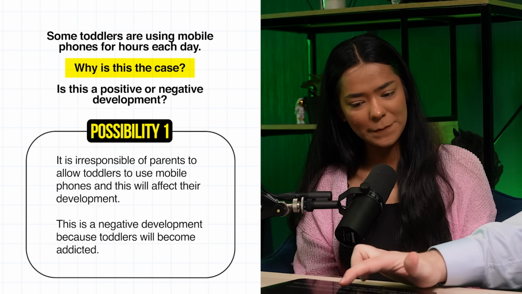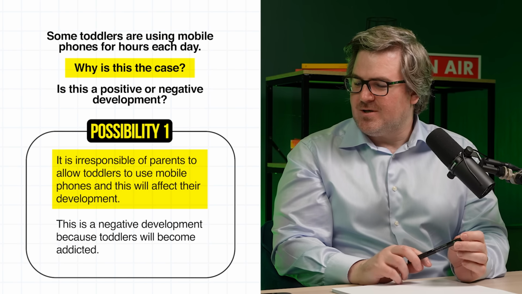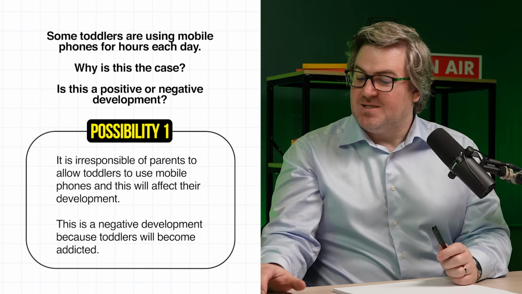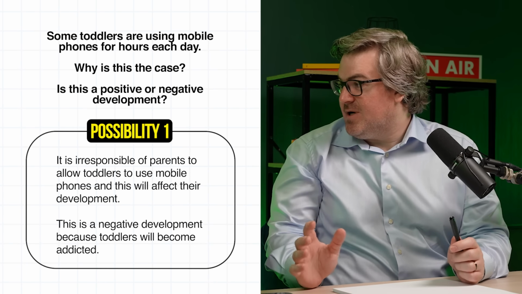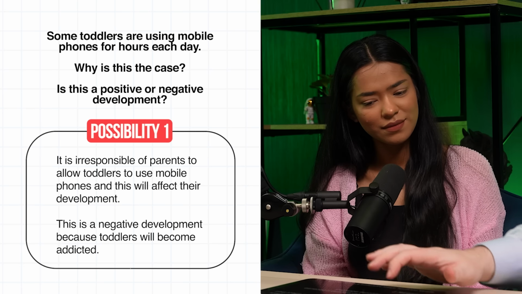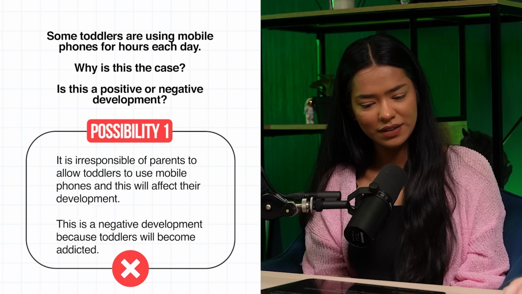So let's take each question. There's 2 different questions. Why is this the case? It is irresponsible of parents to allow toddlers to use mobile phones, and this will affect their development. Does that say why this is the case? It doesn't. So is it a good idea? No. It's not actually answering the question. What it is asking you to do, your job in IELTS Writing Task 2, your number 1 job is to answer the question. That one just doesn't answer the question at all. So let's move on to possibility 2.